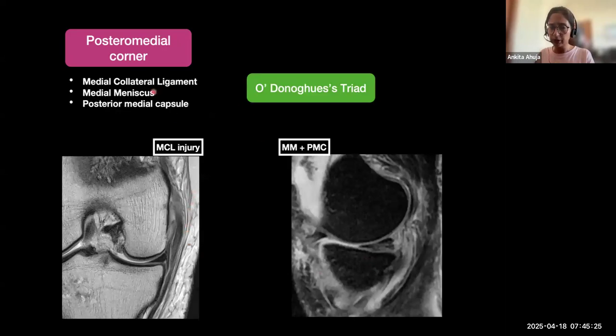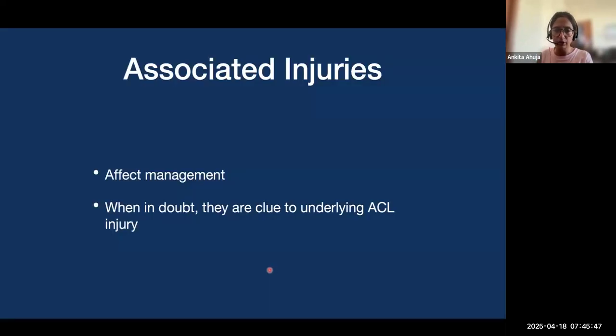Similarly, you need to look for the posterior medial corner. What are the structures in the posterior medial corner? You all know by now. So in this case, you can see your MCL injury at the femoral attachment. Here you see the posterior horn medial meniscus and posterior medial capsule also look injured. So if you see this, it is called O'Donoghue triad, and you need to carefully look for these injuries. Why are we doing so? Because if we miss them, they are not treated and they land up in instability, and the ACL graft may also re-tear.